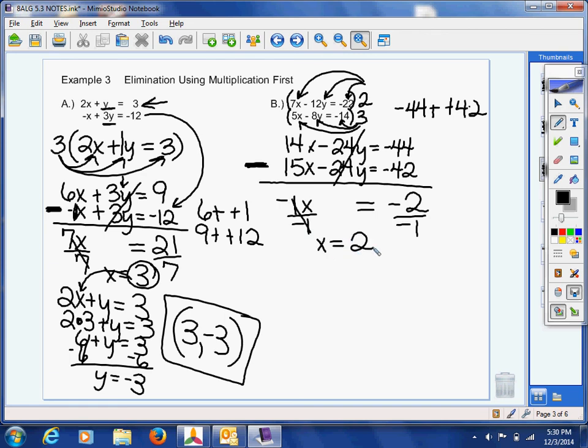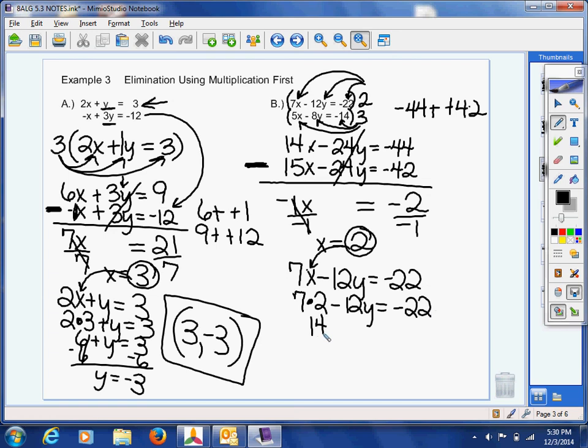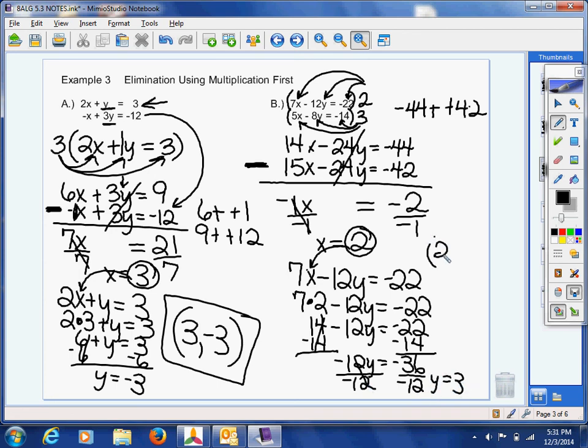Halfway there, just pick one of them you want to plug into. I'll take that top one. That's fine. It doesn't matter. You choose whatever looks easier to you. And plug in. And we've got 7 times 2 minus 12 times y equals negative 22. Remember, 7 times 2 is 14. And then from here, it's a two-step equation. So we're going to take away 14 from each side, and I've got negative 12y is equal to negative 36. Divide each side by negative 12, and I've got y is 3. So my point of intersection appears to be 2, 3.